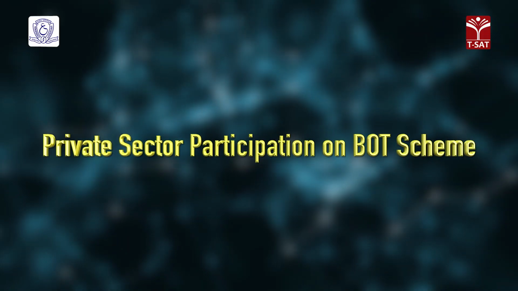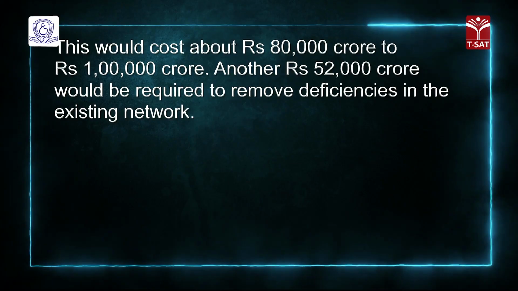the infrastructure development fund. The third issue is private sector participation on BOT scheme. As per the amendment of the National Highway Act in 1995, private sector participation in road construction projects on a build, operate and transfer basis, that is known as BOT basis, should be encouraged to develop a sound road network throughout the country. A recent study observed that about 10,000 km of expressways is required to be built by the year 2015 to meet the demand adequately. This would cost about rupees 80,000 crore to rupees 1 lakh crore. Another rupees 52,000 crore would be required to remove deficiencies in the existing network. Considering the present requirement, private sector participation in the road sector on BOT basis should be encouraged.